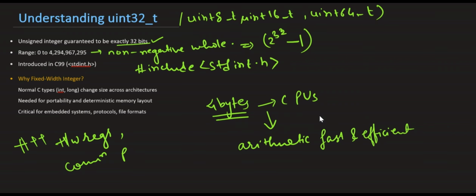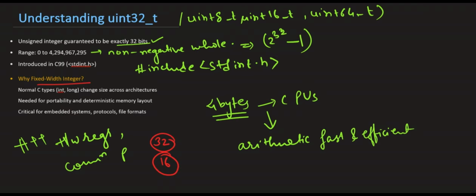Now coming to the next important part: why it is a fixed width type. A fixed width integer is a data type whose number of bits is guaranteed and never changes. So uint32 is going to be 32 bits, and uint16 is going to be 16 bits. That is not going to change. It is going to be fixed.